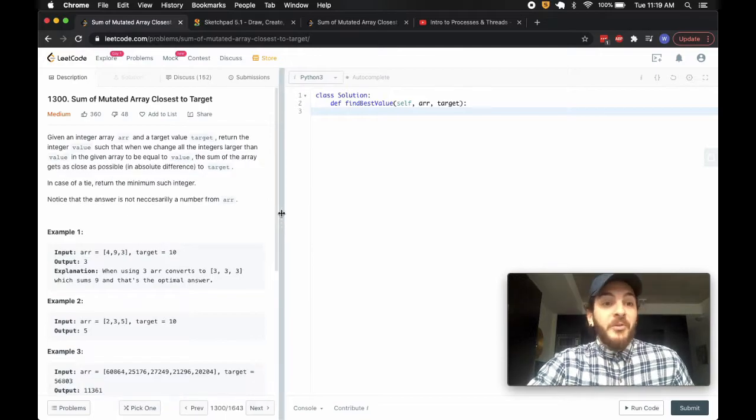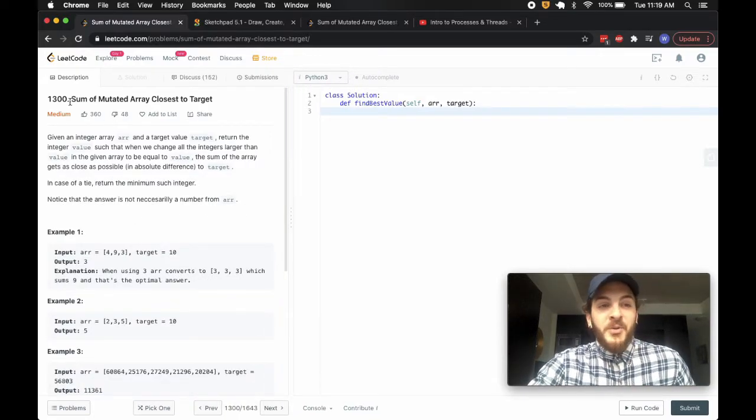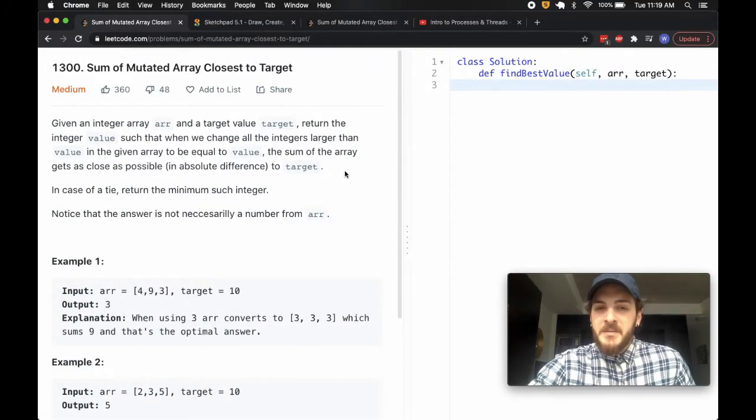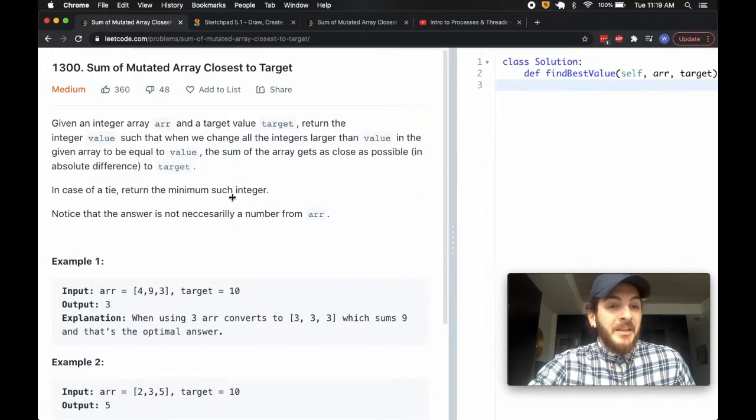But heat or no heat, we got questions to answer. And today's question is 1300, so it's one of the newer ones. It's the sum of mutated array closest to target. Now, the question is, I think, a bit unique. I haven't really stumbled across many that were like this.